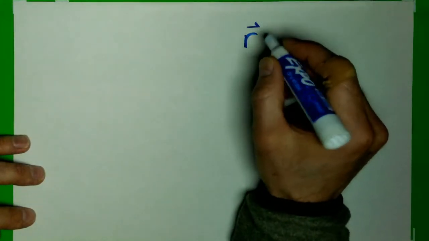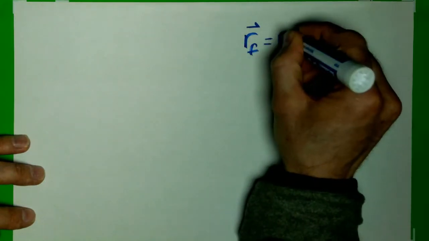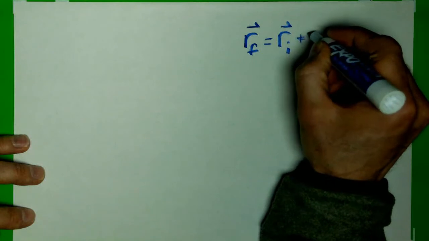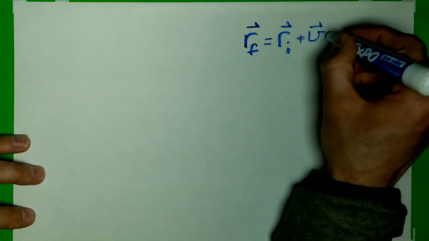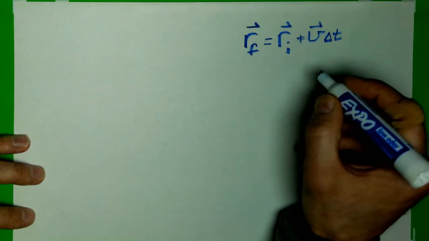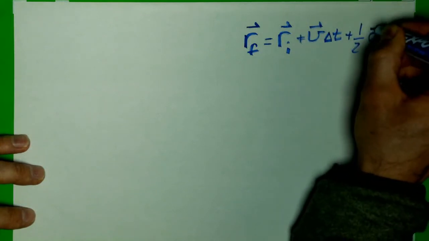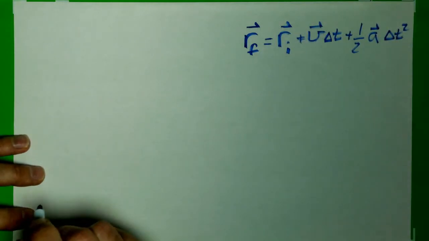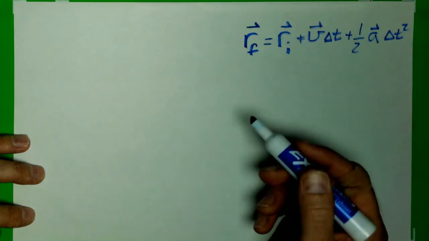All right, so our kinematic equations would then take the form and look like this. r final equals r initial, plus v as a full vector times delta t, plus 1/2 a as a full vector times delta t squared. Okay, so now I could look at this and think, well, vectorially, what does that mean?